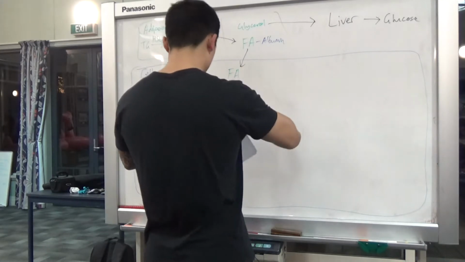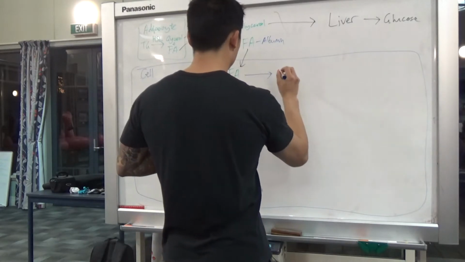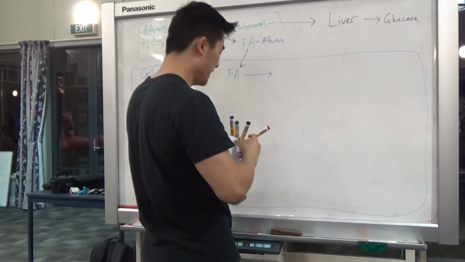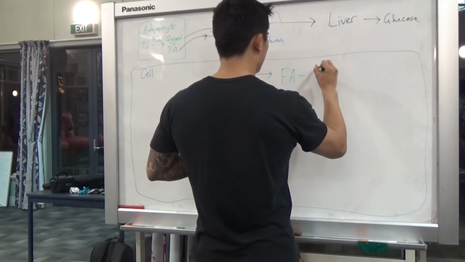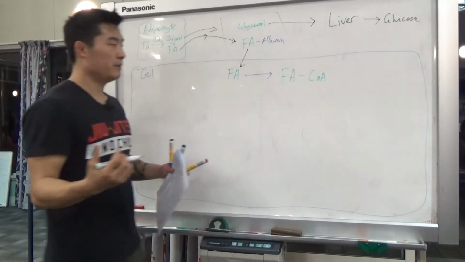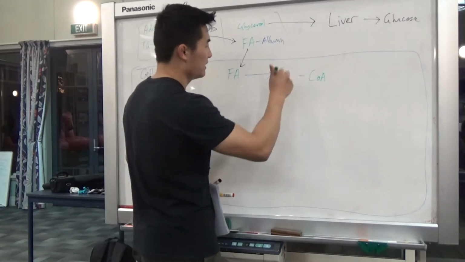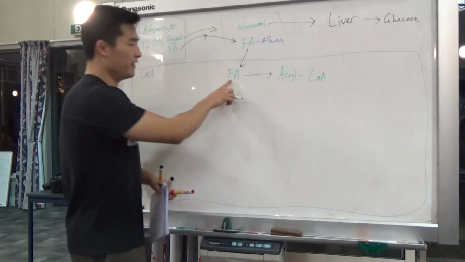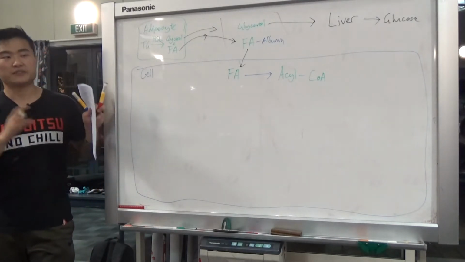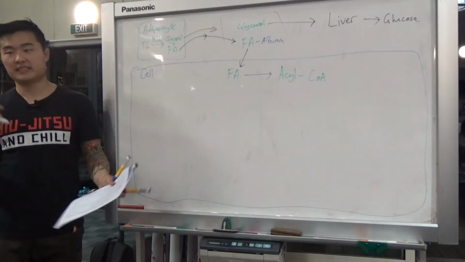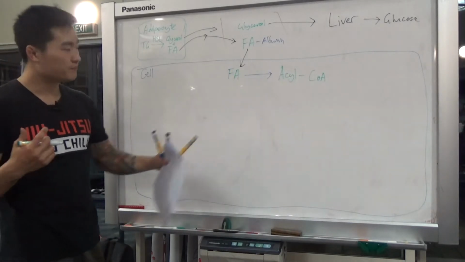So this fatty acid is going to be combined with a coenzyme A molecule, okay? And sorry, once it's attached, once the fatty acid is attached to anything, it's now called an acyl group. So if it's on its own, it's a fatty acid. If the fatty acid is attached to something else, it's now called an acyl group. Okay, so this is acyl-CoA.